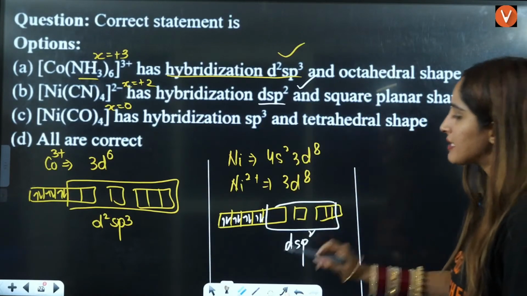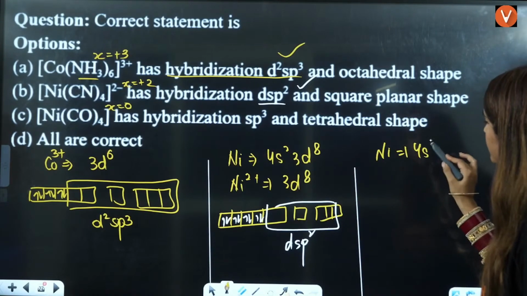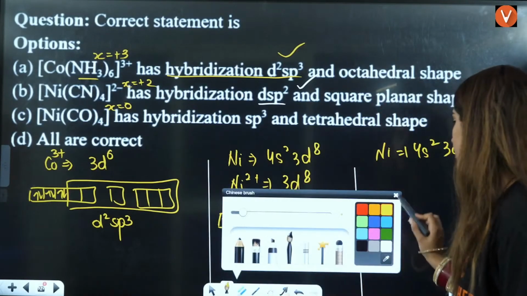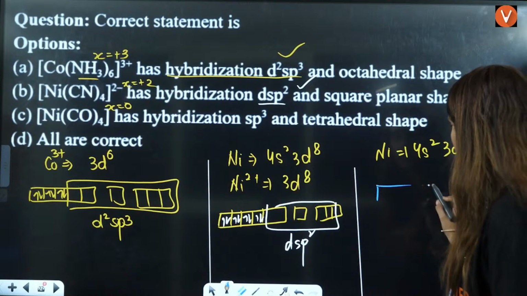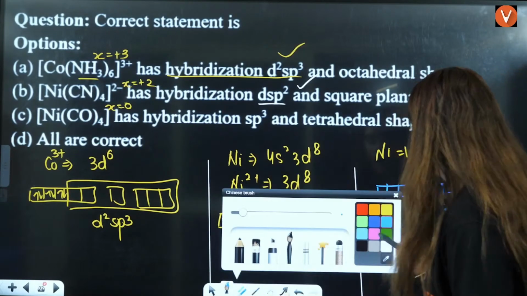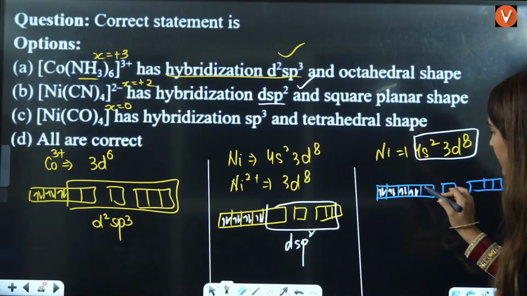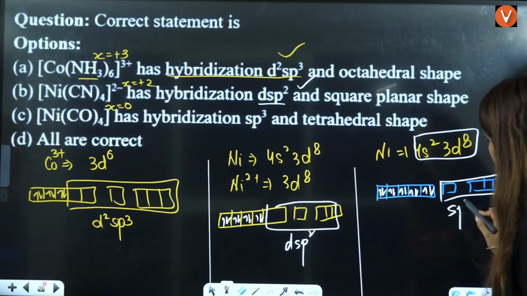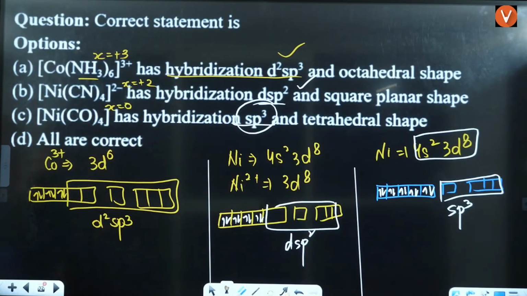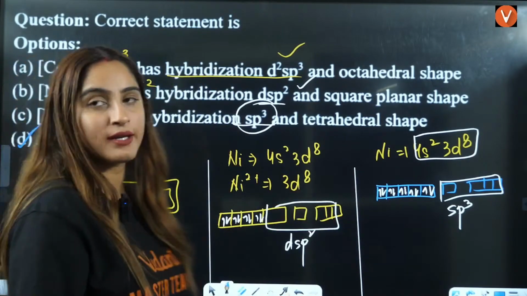Okay? For Ni(CO)4, see here what you have. Nickel again is in 4s2 3d8 configuration. Now we are seeing again a strong field ligand is there. So it will be 1, 2, 3, 4, 5, 1 and 1, 2, 3. But here total electrons are 10. So it is 1, 2, 3, 4, 5, 6, 7, 8, 9, 10. You are left with sp3. This is the correct answer. So the answer is all of the above is correct. All of the following statements are correct here.